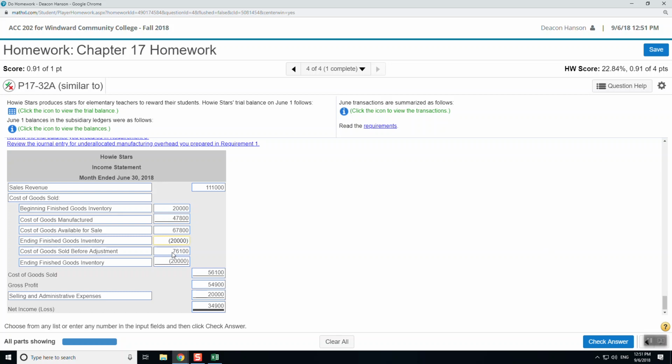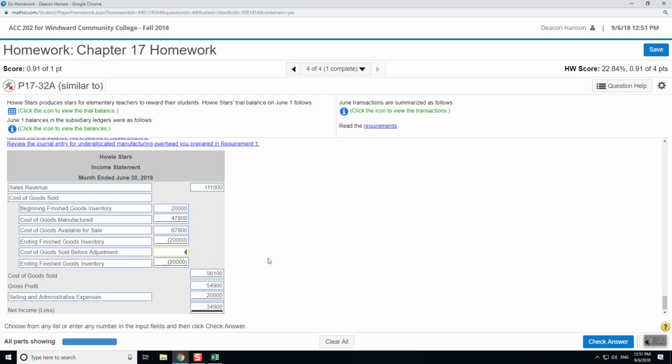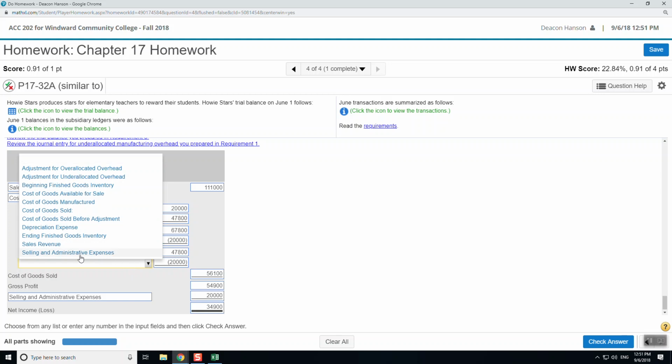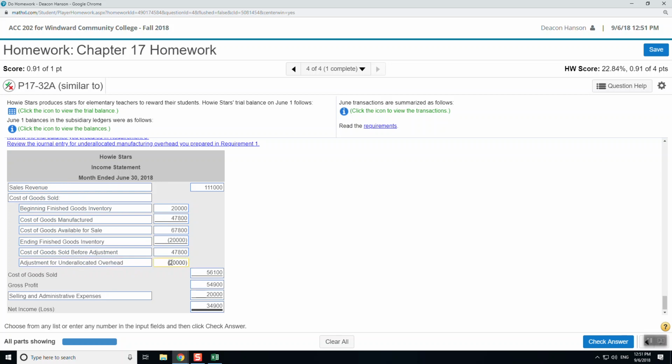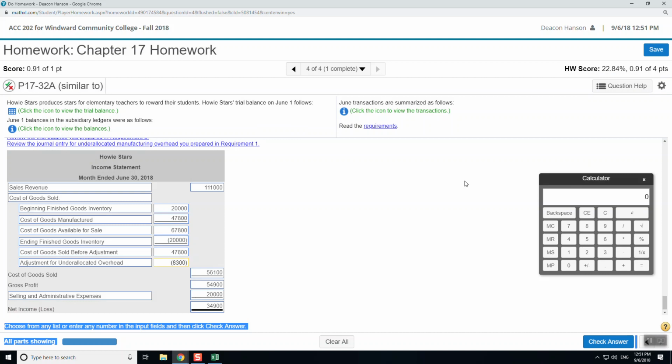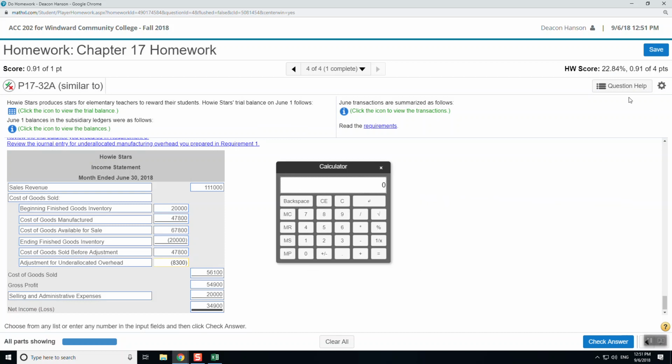And then we're going to subtract to get 47,800. Oh, I got it. Then we're going to put the adjustment in for underallocated overhead. That was 8,300? Yeah. Okay, yes. That would make sense. If it doesn't work out, we will just click. Or we could pull up the book. I think the proper thing to do would be to pull up the book.